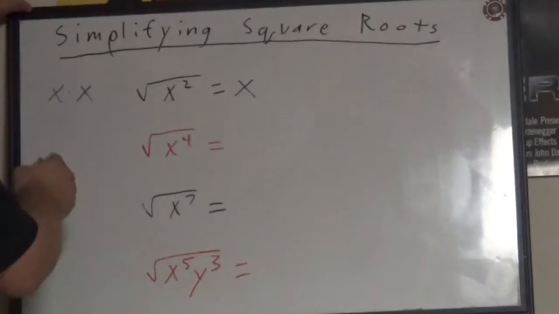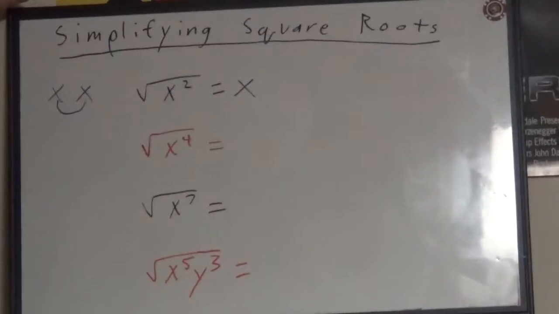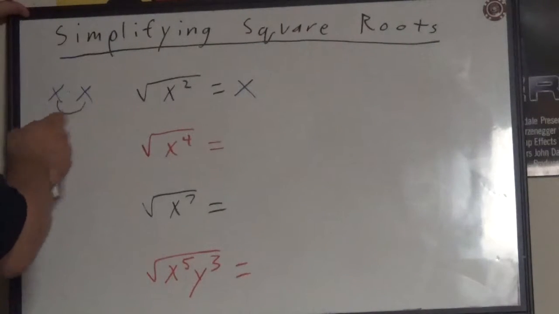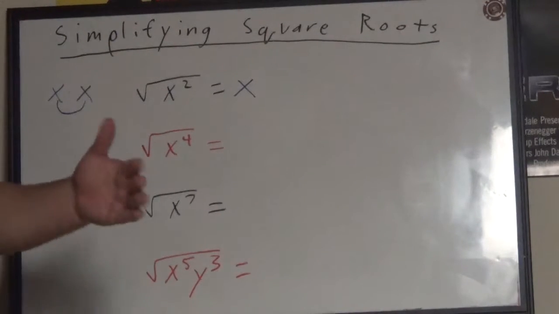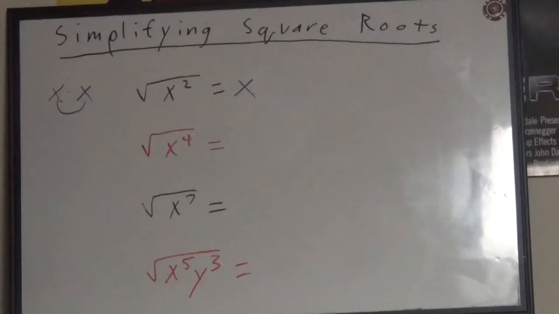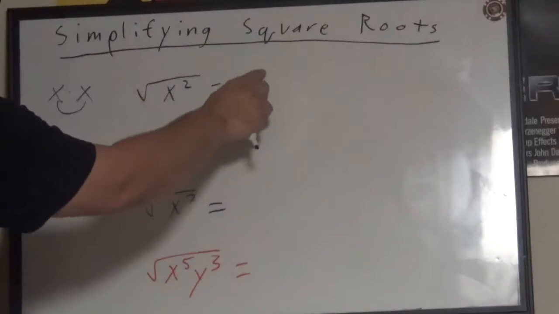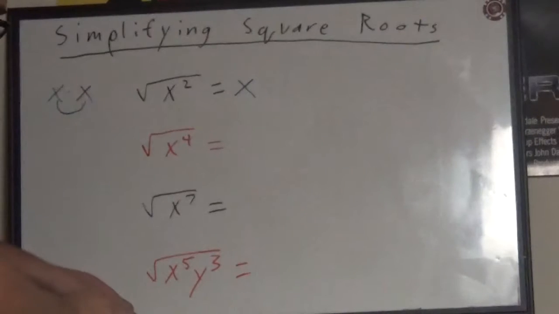Another way to look at it is we have two x's. I'm going to group two x's together. I have this smiley face. How many smiley faces do I have? Well, I have one. So I have one x, x to the first power, and we don't have to put the exponent of 1. We can always leave that off. So, let's go to the next one.